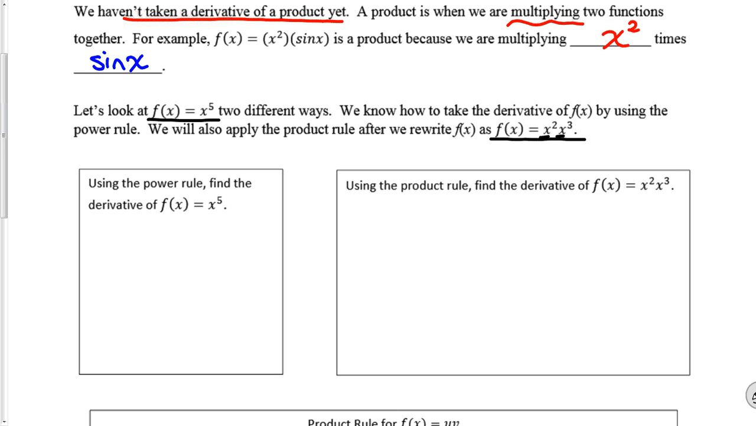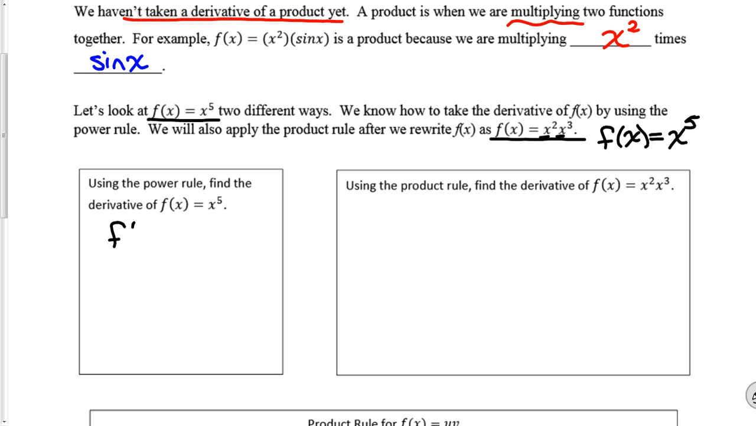So first of all, when we are multiplying things that have exponents, as long as the bases are the same, we add the exponents. So x squared times x cubed is the same as saying f of x is equal to x to the fifth. So let's make sure we know those two things are actually the same. We're just going to do it two different ways. So first of all, we're going to use the power rule.